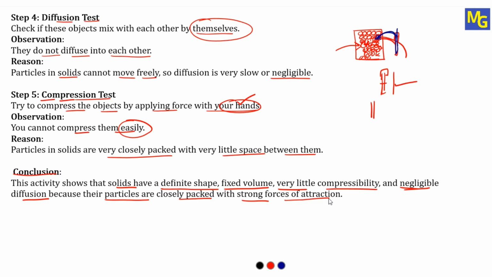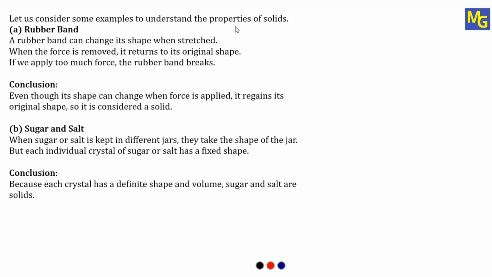So, in this activity, what have we proved? We have proved that in solids, particles are closely packed and they have strong force of attraction between each other. So, I hope you will understand the explanation of this activity. Now we are going to see some more points. Let us consider some examples to understand the properties of solids.